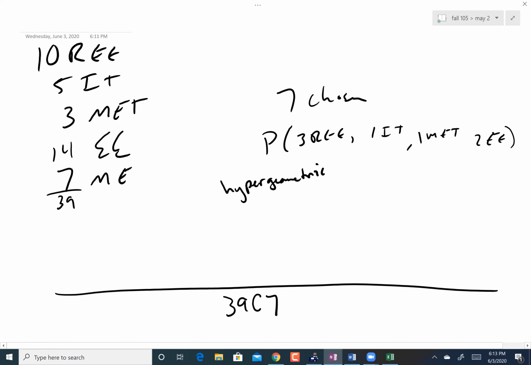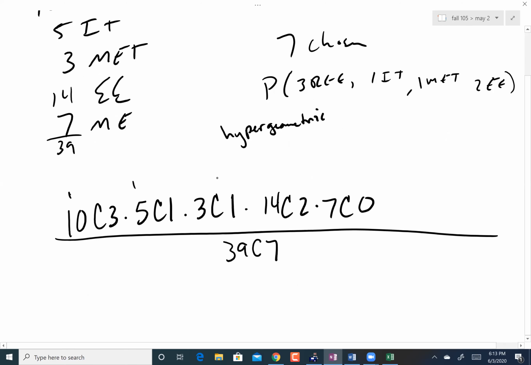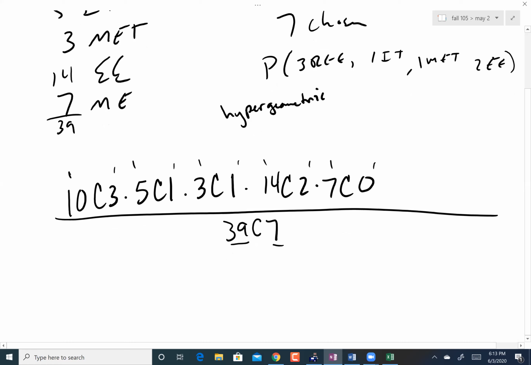And then on top, we have the 10 REEs, and we're choosing 3, and we have 5 ITs, we're choosing 1, and 3 METs, choosing 1, and 14 choose 2, and 7 choose 0. I include everybody because I think that helps. Remember that if you add up the numbers on the left on top, they better add up to 39. The numbers on the right on top better add up to 7. I just think it helps sell the bit in my mind. It makes me feel like I'm doing a better job. Didn't forget anybody. 7 choose 0 is 1.